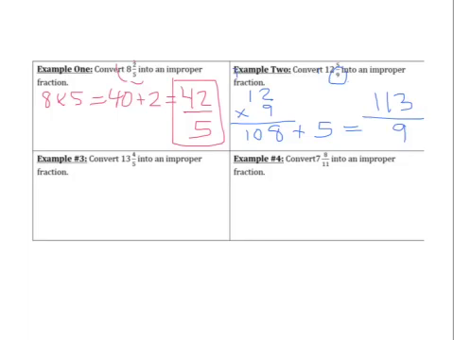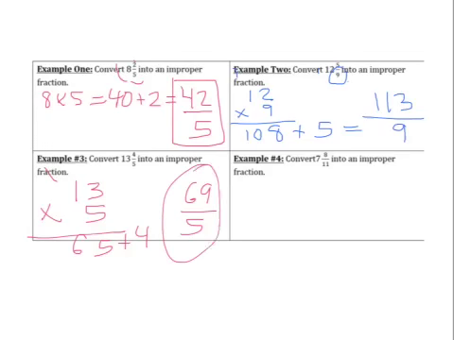Next, pause this video, try example 3 and example 4, then play the video to check your answers and see how you did. Example 3. The whole number 13 times their denominator 5. 65 plus 4, 69/5. How did you do? Question number 4. 7 times 11, 77, plus the 8, 85/11.